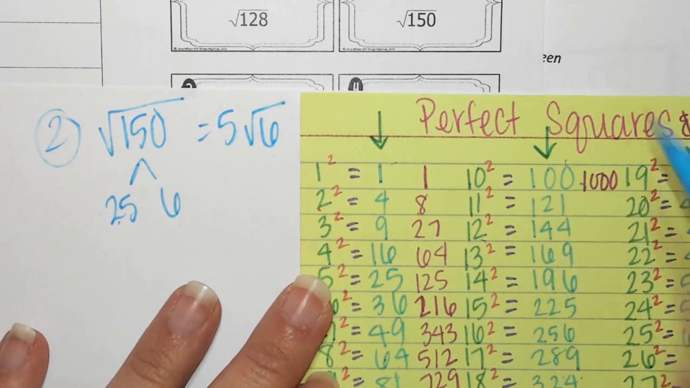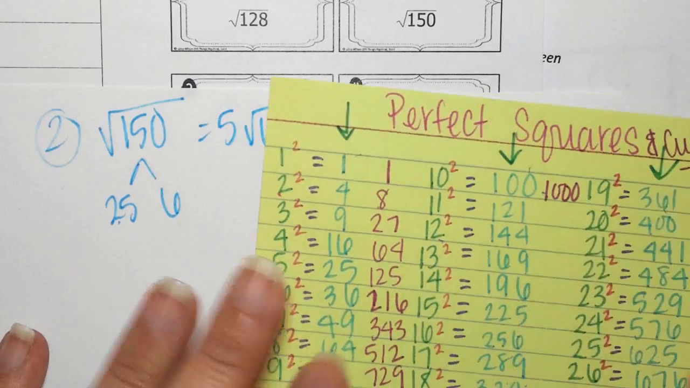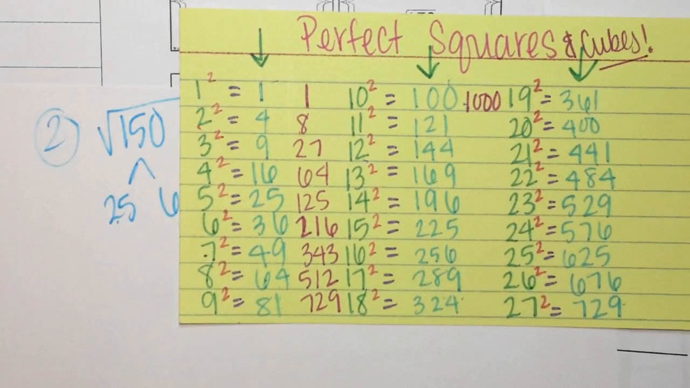All right, so now we need the biggest perfect square that goes into 245. Go. There. I'm telling you.